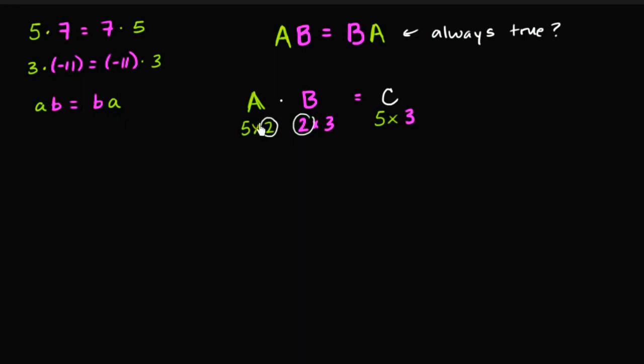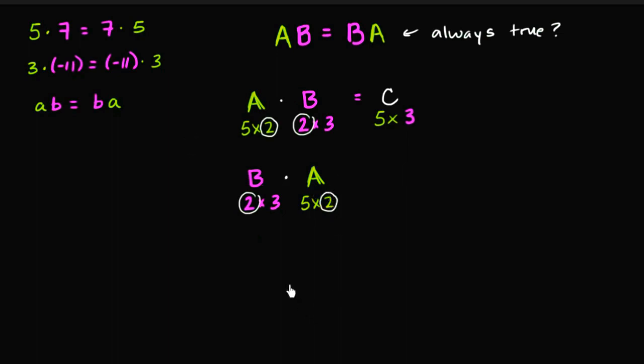And once again, I encourage you to pause the video. So if you were to take B, let me copy and paste that, and multiply that times A, I'm really just switching the order of the multiplication. So if we take that product right over there, what is that going to be equal to?